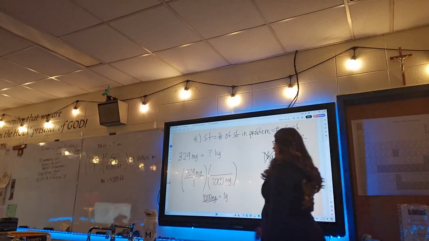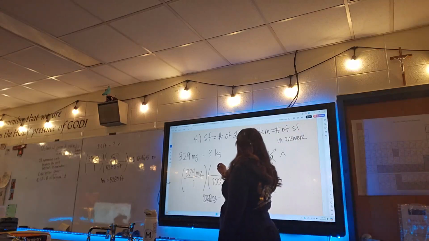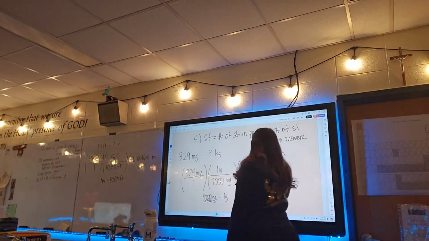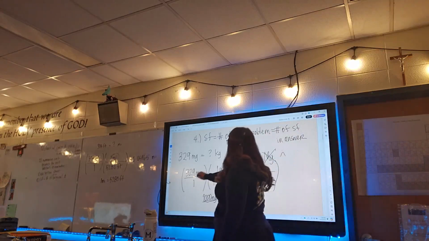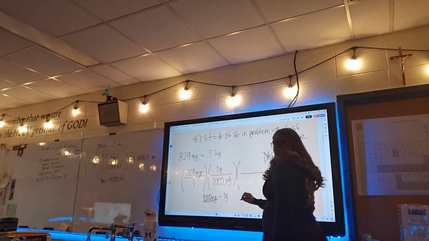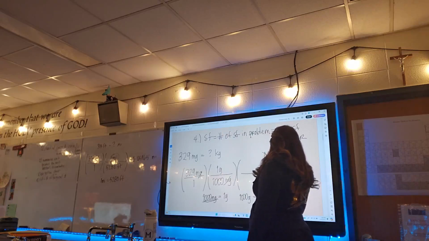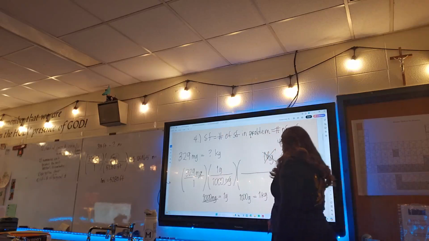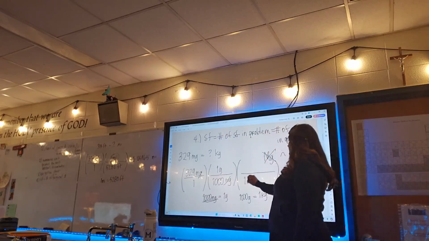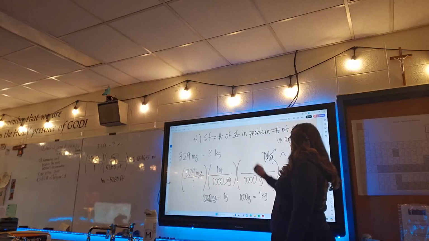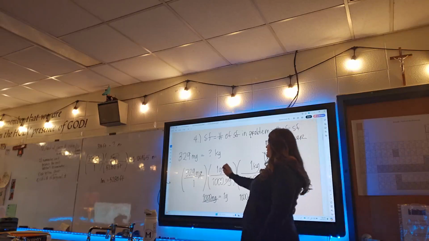Okay, so what goes on the top of this fraction? 1 g, good. Is that what we're looking for? No, so we have to do another one. If I'm looking at my sheet again, I can see that 1,000 grams is equal to 1 kilogram. 1,000 g on the bottom. Thank you, Cole. 1 kg. Pretend that this isn't there. Is kg what you're looking for?